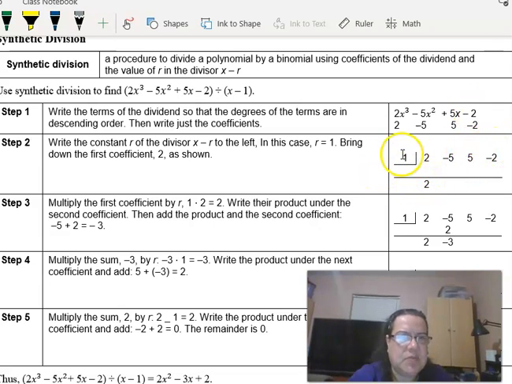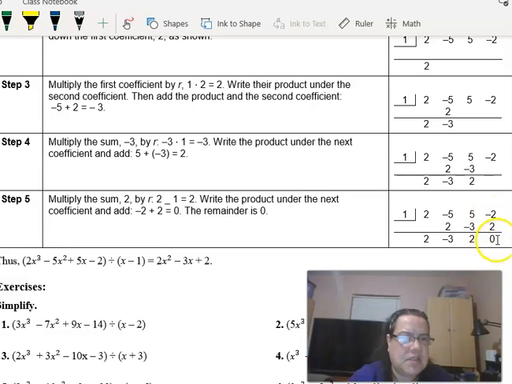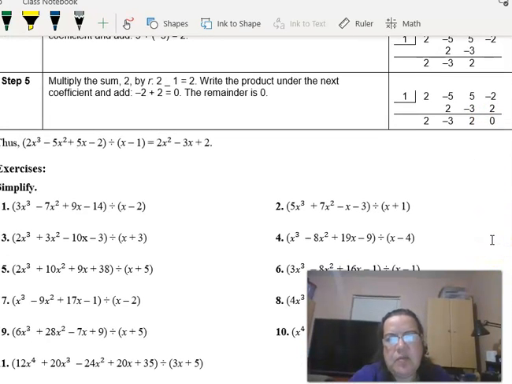You say 2 times 1. You write it here, which is 2. And then you add or subtract it. Negative 5 plus 2 is negative 3. Negative 3 times 1 is negative 3, so on and so forth. You keep going that process until you hopefully reach a 0. If not, you're going to end up with a remainder.